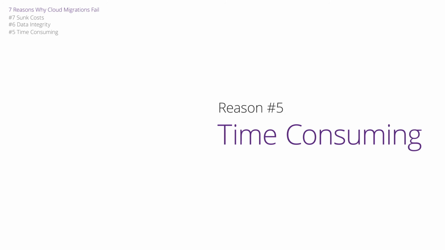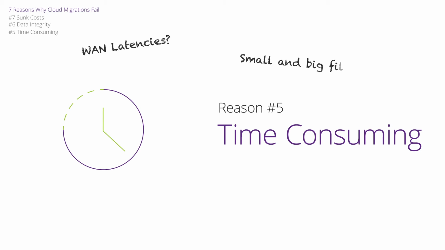Number 5, data migrations take up a lot of time, as you can already see. Particularly when you're migrating to the cloud and you have to take into consideration latencies over a WAN. And when you're looking at unstructured file and object data, you might have a mix of large files and small files, deep directories and shallow directories, thousands of shares, billions of files. How do you make sure that all of this is migrated over correctly? This can all be very, very time consuming.